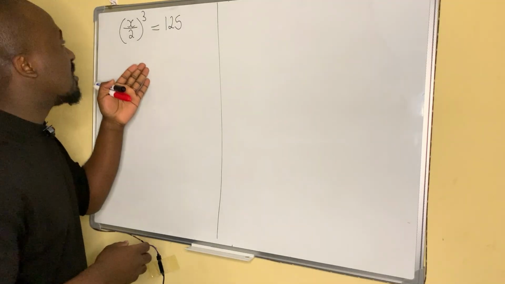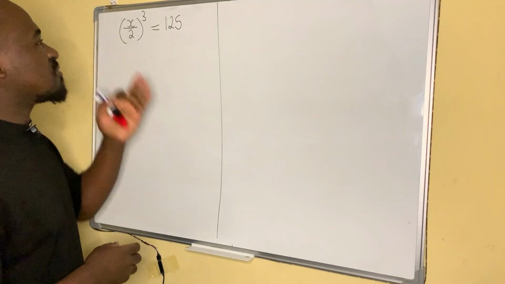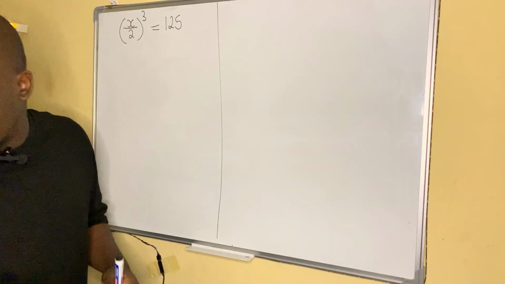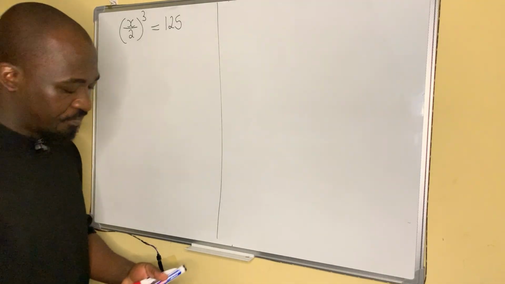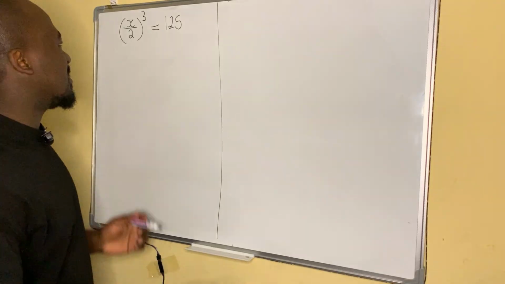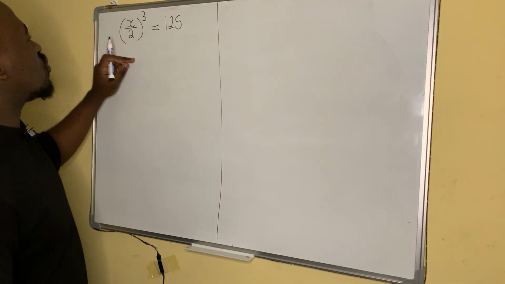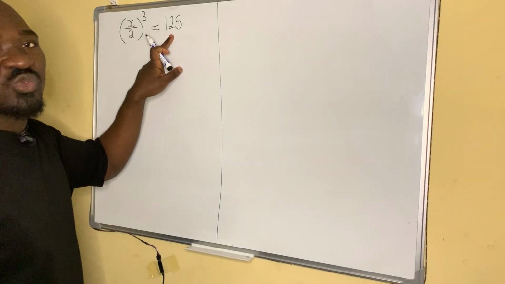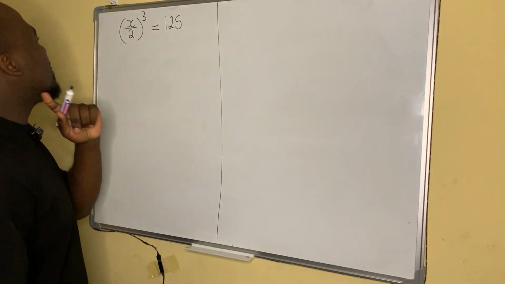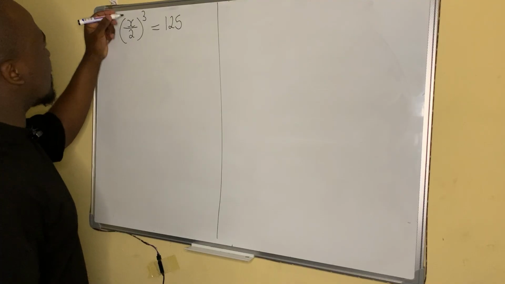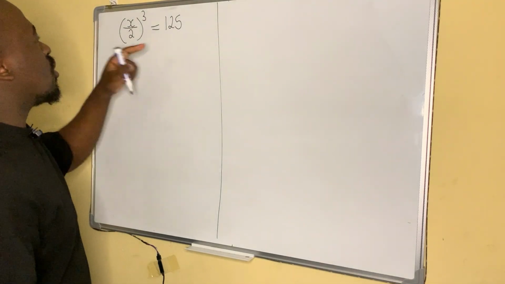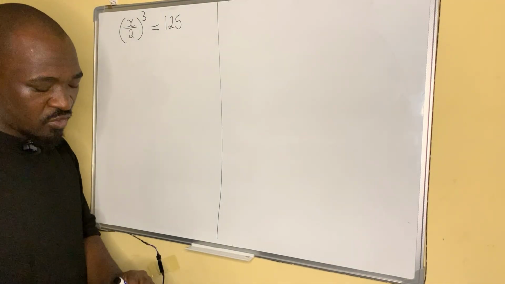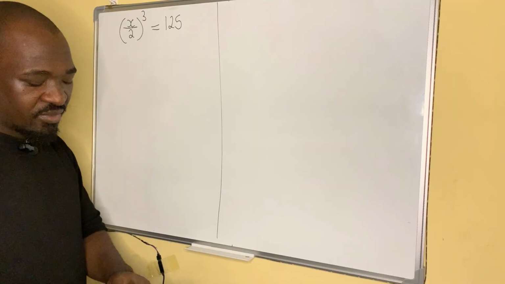Look at this problem. This problem was (x over 2) raised to an exponent of 3, which equals 125. Let me have a calculator with me. Now, I want you to look at this. This one here is (x over 2) cubed, which equals 125. Already, you are thinking that, okay, this is x over 2, I can distribute this 3 to x and distribute it to 2. Then changing 125, I think it's 5 cubed.